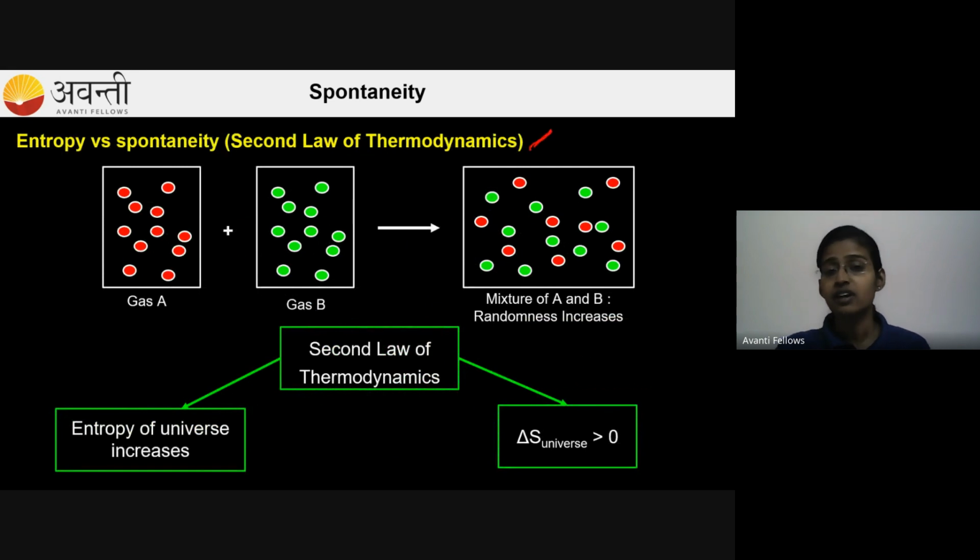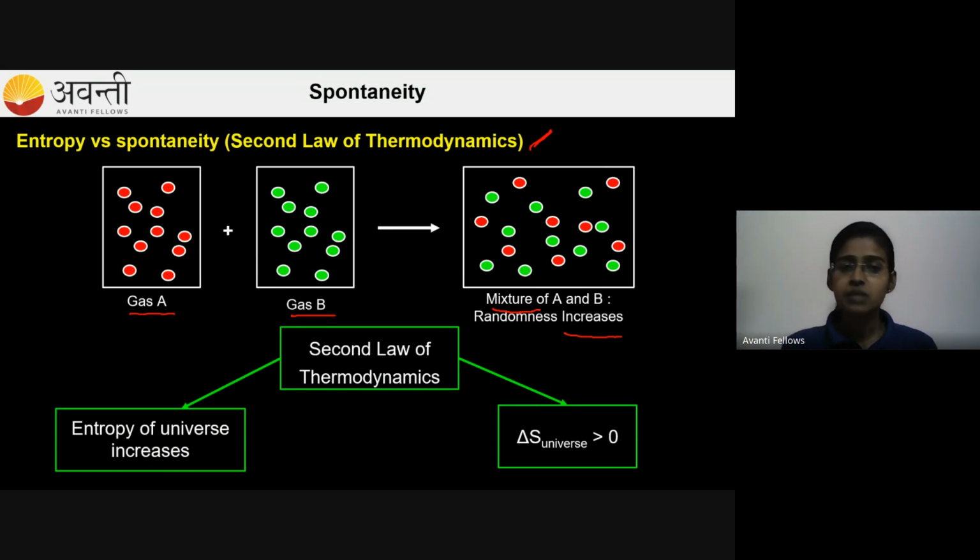Now with this information, we will move on to entropy versus spontaneity, which is nothing but the second law of thermodynamics. So we have two systems: one is gas A and the other one is gas B. If I mix both the gases with each other, I will get a mixture of A and B. Now in this mixture, the randomness increases because the space is more. The movement of the gas molecules will be more, so they will be moving in a random manner, right?